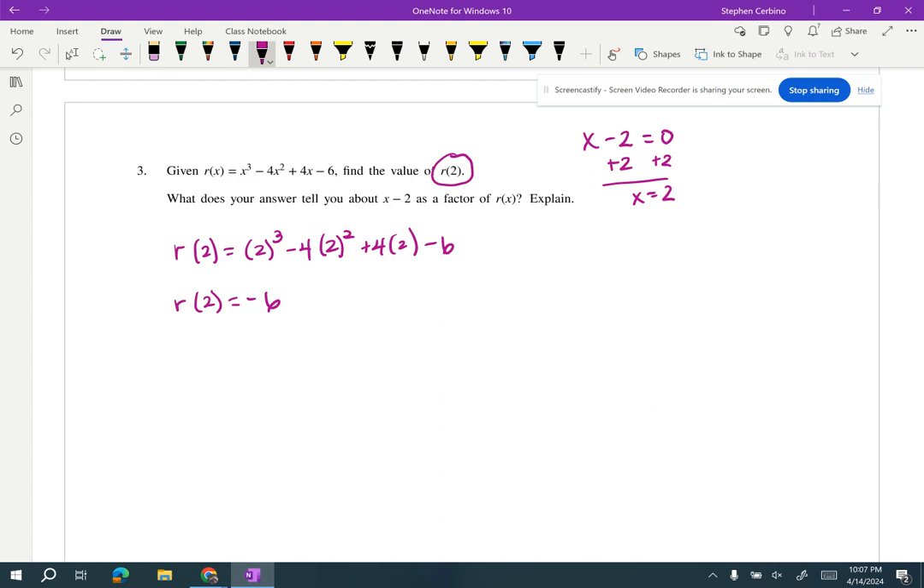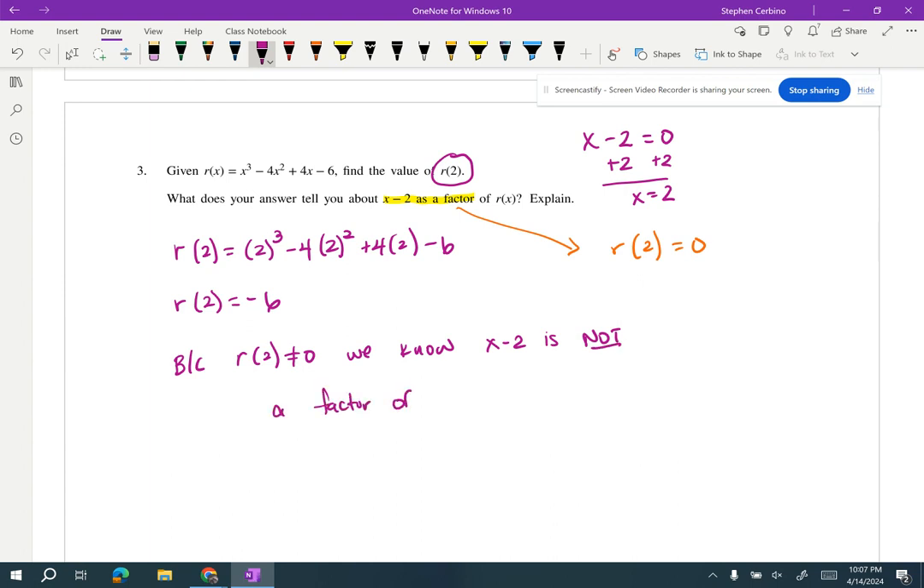Well, the only way for it to be a factor, so for x minus 2 to be a factor, what would have to be true would be r of 2 would have to equal 0. Well, since it doesn't, we now know that it's actually not a factor. So what do you have to write here? So you can say because r of 2, we'll use the lowercase r here, r of 2 does not equal 0, we know x minus 2 is not a factor of r of x.